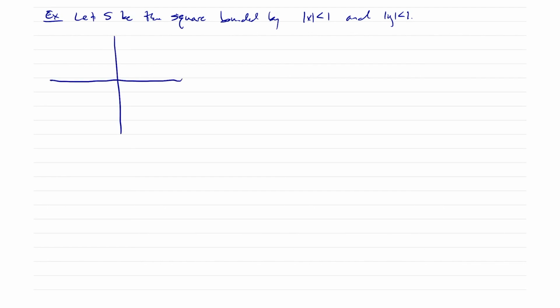So here we're moving away from the circle. We're going to let S be the square bounded by absolute value of x less than 1 and absolute value of y less than 1. So we are basically just talking about this.